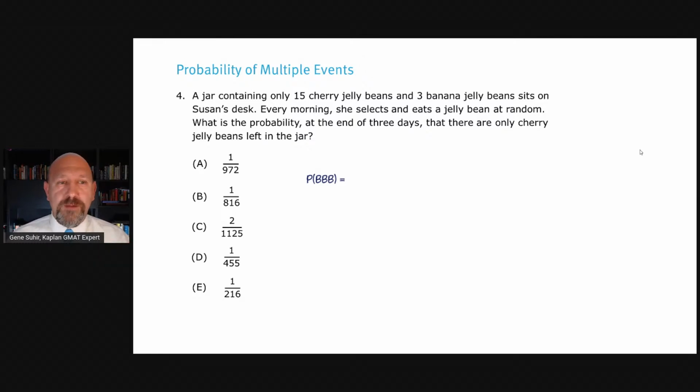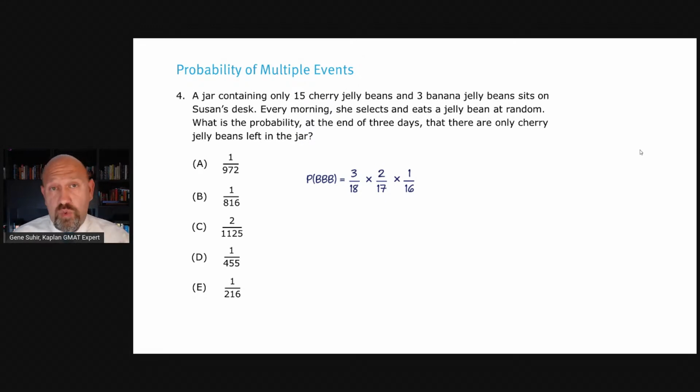Susan goes to the jar the first time. We want her to eat a banana jelly bean. 3 of those out of a total of 18 jelly beans, but she doesn't put it back, right? She eats the jelly bean, would be pretty hard to put it back afterwards. So then the second day, we only have 2 banana jelly beans left out of 17. Remember, 1 jelly bean had been removed. Susan's going to eat that banana jelly bean, then come back the next day. Only 1 banana jelly bean left out of a total then of 16. And so we do have there, looks like Abhishek, right? Giving us the math very beautifully here, right? 3/18 times 2/17 times 1/16.